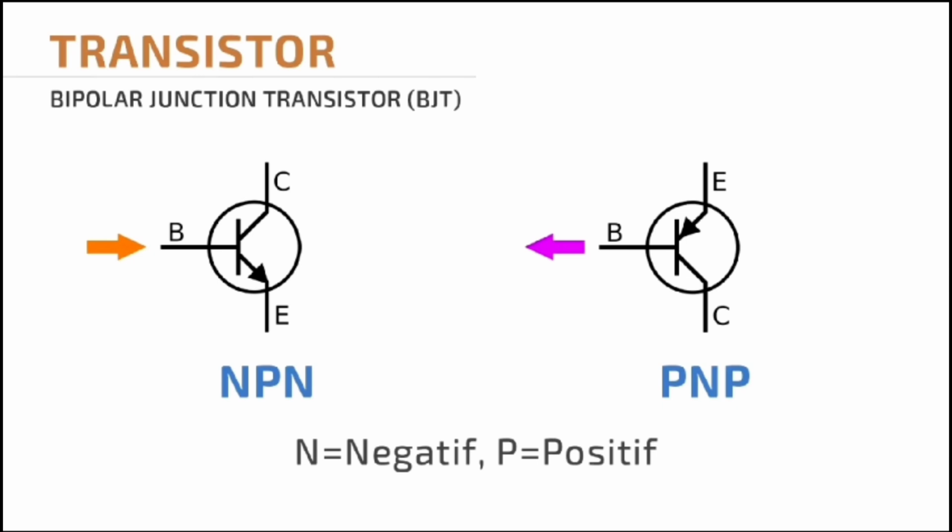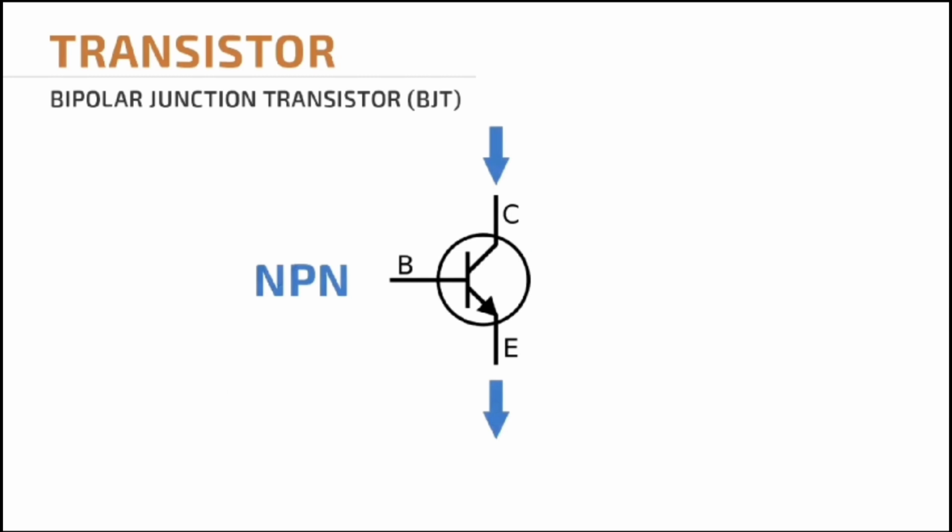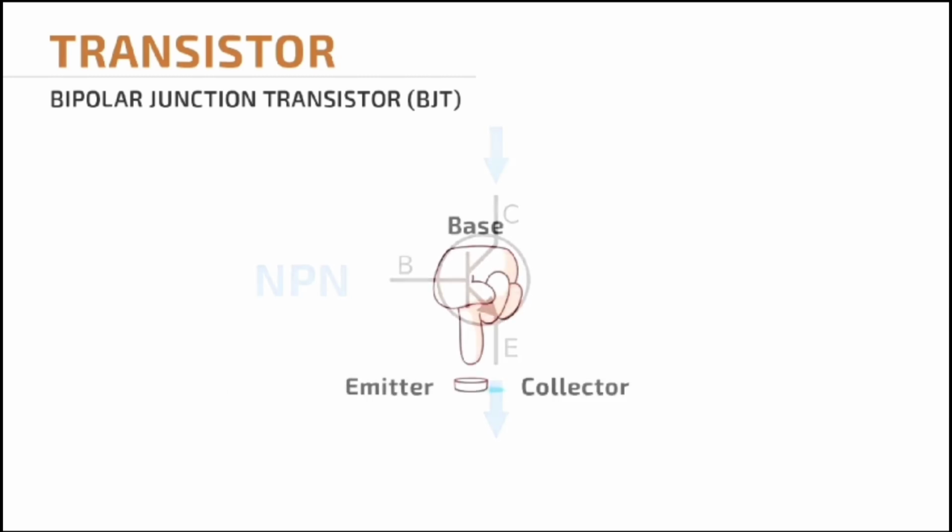In NPN transistor, the collector leg is the leg that receives the current, then the emitter where the current comes out, and the base is the switch. If analogized, the base is our finger when we turn on the light with the switch.